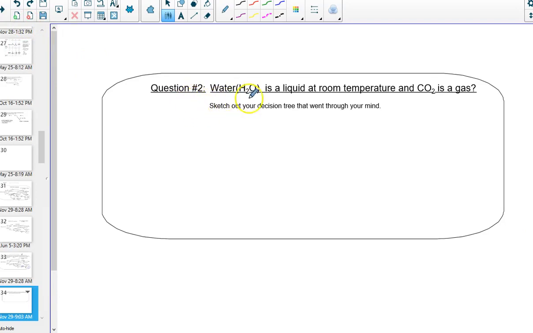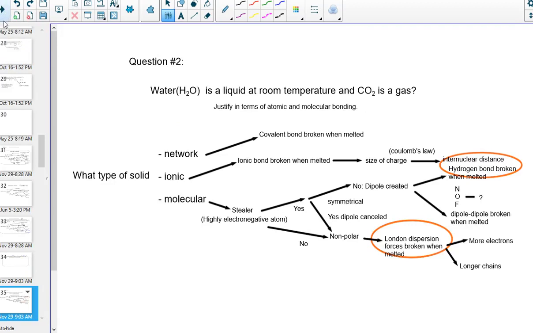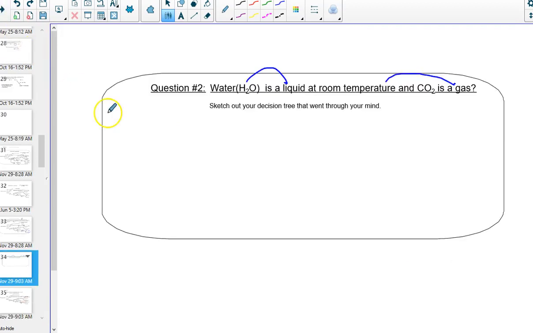Alright, water, H2O is a liquid. Carbon dioxide, CO2 is a gas. Okay, sketch it out. Now, again, in your mind, we want you to walk through this. I just did this on the other one, and of course we could add that in there. I don't know if I have that here. I do. Okay, so we'll add this here.